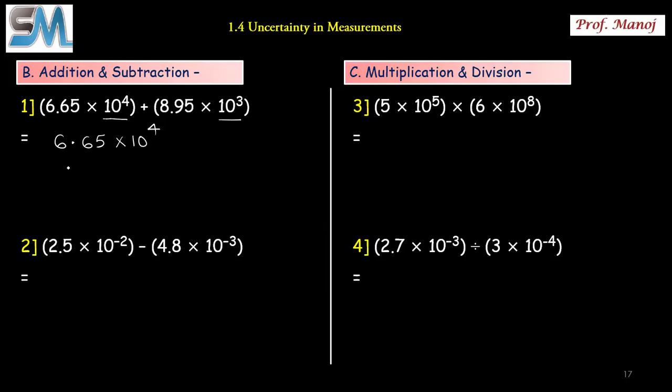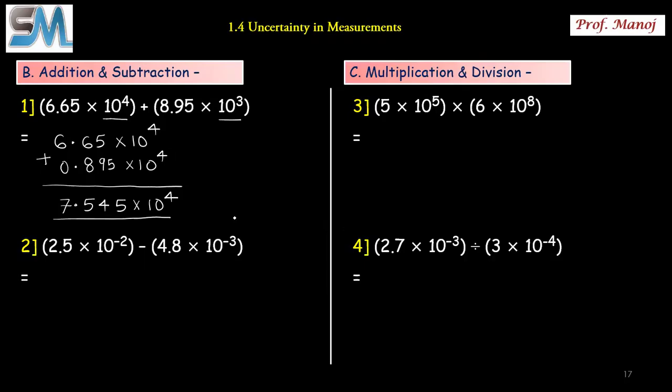For that purpose, I can write this as 0.895 into 10 raised to 4. If I do the addition here, power of 10 remains the same, and we can do the addition and get the final answer. So while doing the addition, rule is powers of 10 must be similar, otherwise your answer will go wrong. Try in same manner over here.